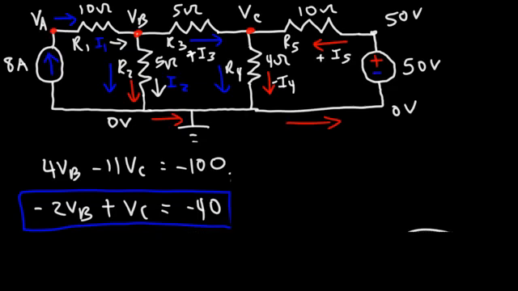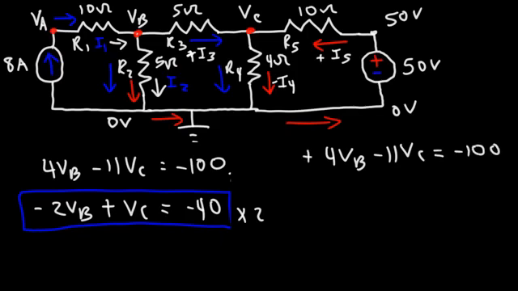So notice that I've aligned VB and VC in such a way that I can solve those systems of equations using the elimination method. So I'm going to focus on canceling VB. I'm going to multiply this equation by 2. The other equation, I'm just going to rewrite it for now.